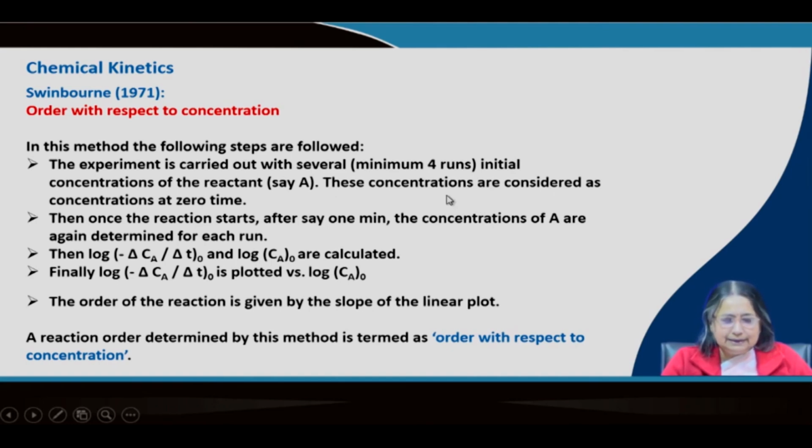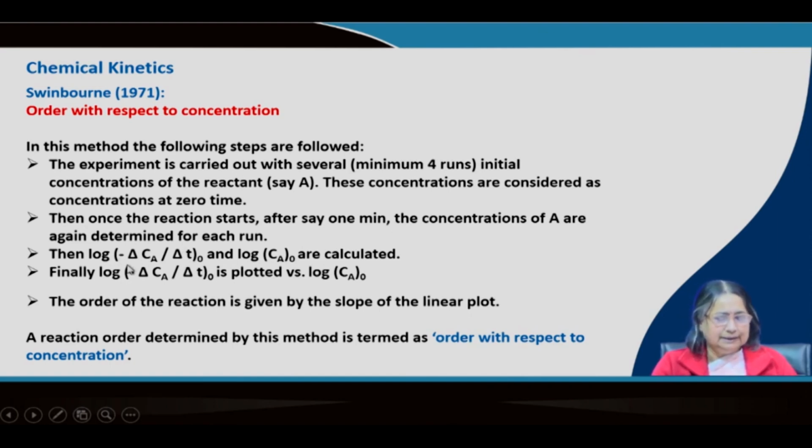These concentrations are considered as the concentration at 0 time. Now the reaction starts. We have 4 experimental setups, and after a small interval, say 1 minute, the concentration of A is measured for the 4 runs. Then delta Ca, the concentration difference between 0 minute and 1 minute, we can easily find out, and delta T here is 1 minute.